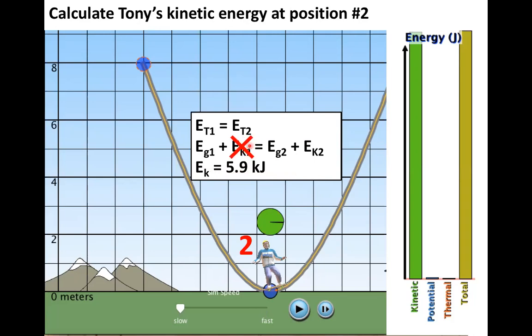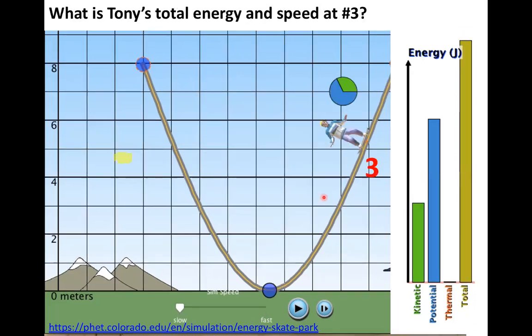So we always start our problems with ET1 equals ET2, and then we're hopefully going to be able to simplify. In this case, the total energy at the top was only made up of Eg, and we calculated that. And EK2 happens to be all that makes up the total energy at the bottom. So that's why that is true.